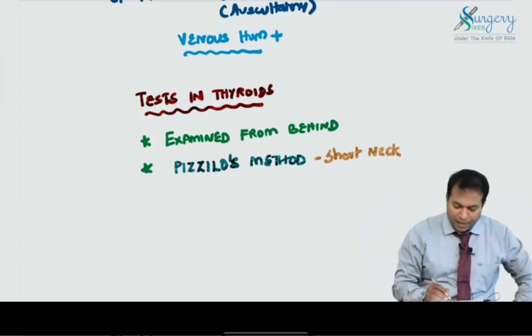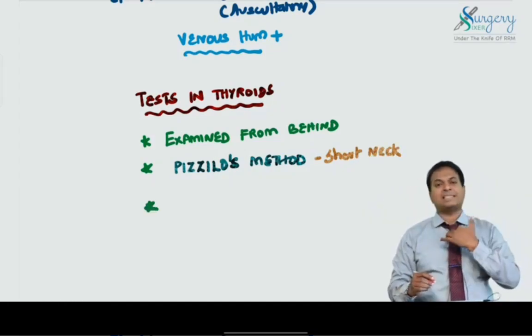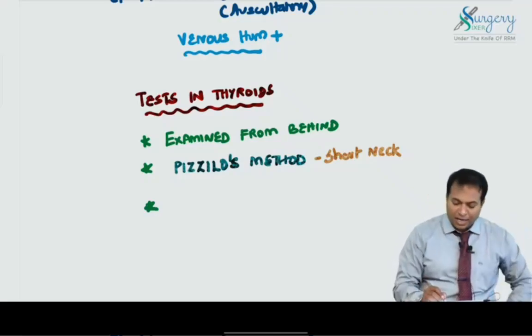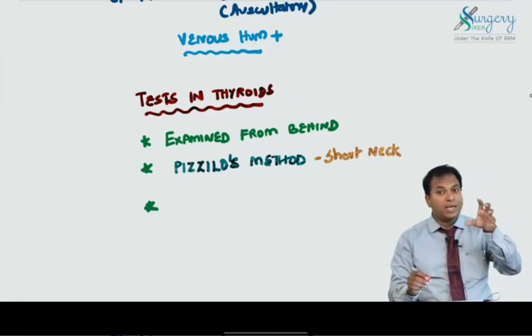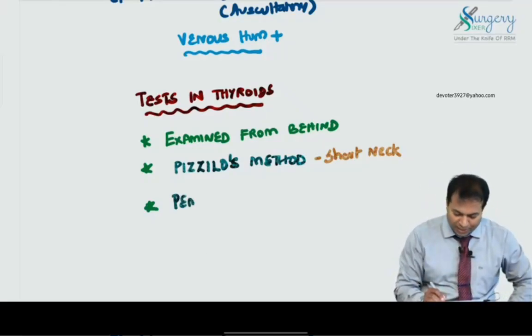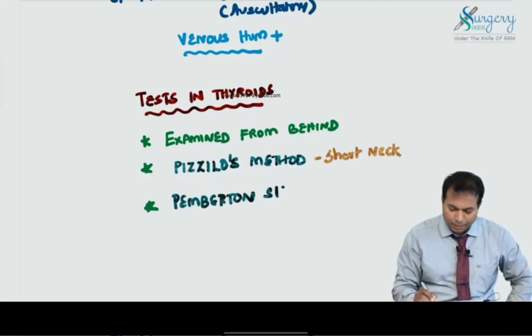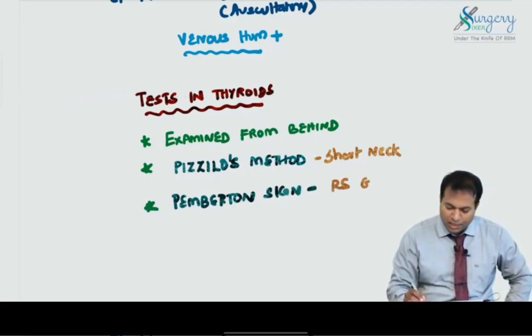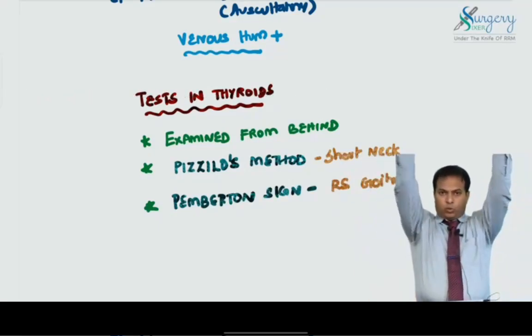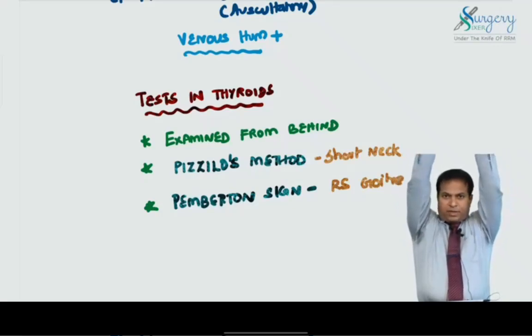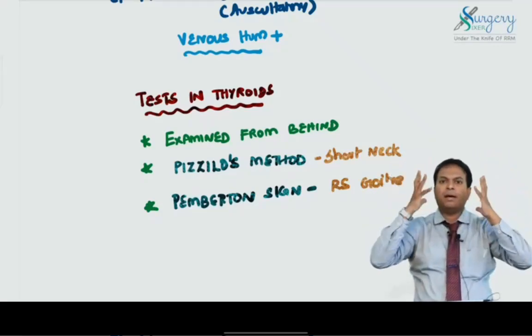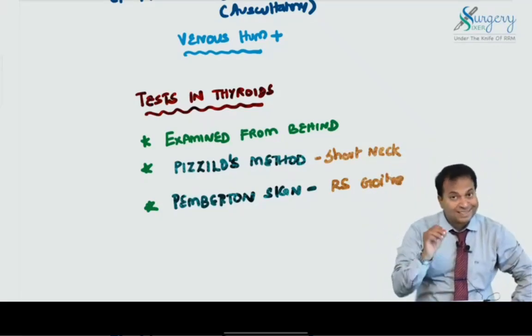If a patient has a retrosternal extension, you are not seeing the lower border of the thyroid gland, and you want to look for compression of the superior vena cava. At such a time you should do the Pemberton sign. You ask the patient to raise both arms and touch the ears. When they do this, congestion will be seen in the face in a retrosternal goiter. Pemberton sign is for retrosternal goiter.